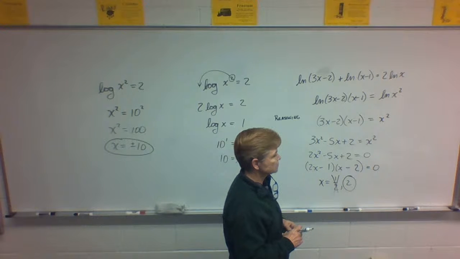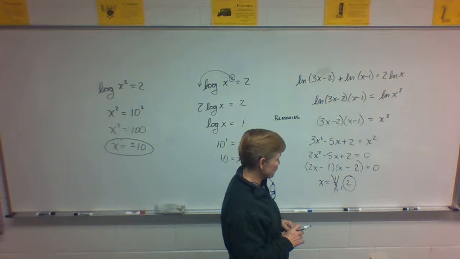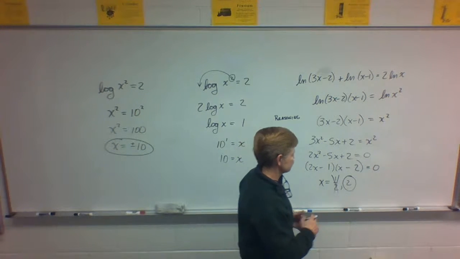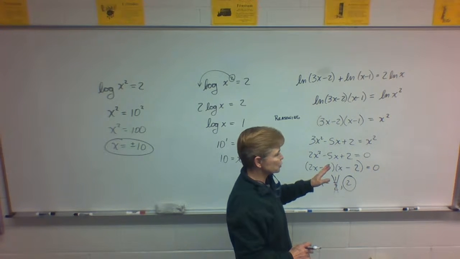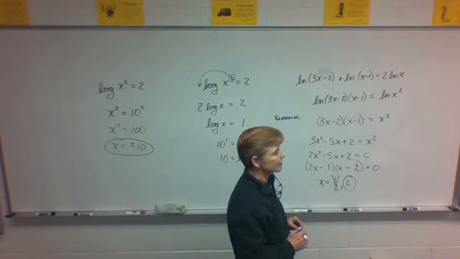So if both are rejected, just say no solution. If both are rejected, yep, right. No solution out there. But if one's rejected and one is kept, I suggest you circle the one you like and throw out the one you don't want, so that I can see through it.